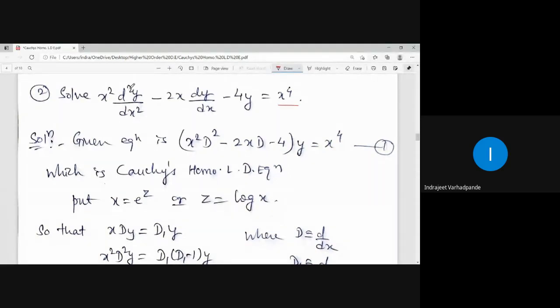Right. So here also I will be calling it a Cauchy's homogeneous linear differential equation, because for the derivative which is present, d2y by dx square, the variable is multiplied as x square. The order of the derivative is 2 and the power of the variable is also 2. Accordingly, here it appears as a first order derivative and here it is multiplied by x.